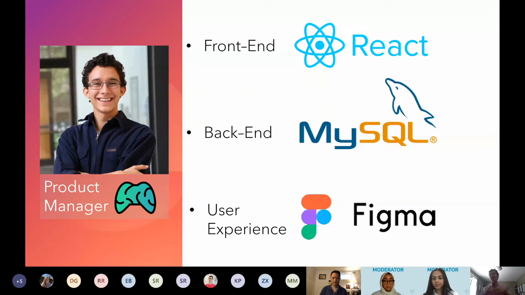I was helping out with some front-end design with a team of developers working in a new web framework called React. I was doing some back-end design and implementation in MySQL for a relational database. And finally, I was doing some user experience work in Figma with some high-fidelity prototypes. So at this stage in the game, some of you may be wondering, hey, Scott, I know you're a product manager, but what exactly were you managing? And that's what I'll be chatting about next.